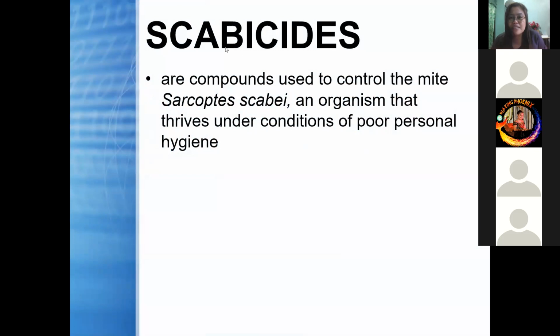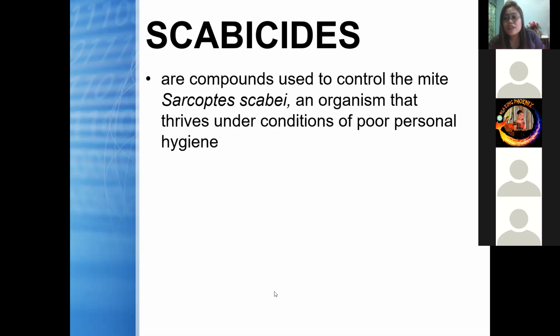So when you say scabicides, these are drugs used to control the mite. This is a mite called Sarcoptes scabiei. It is a mite that thrives in conditions of poor personal hygiene. If you don't bathe, you will surely get scabies. Even dogs get scabies. You see dogs that are scratching, they have scabies.